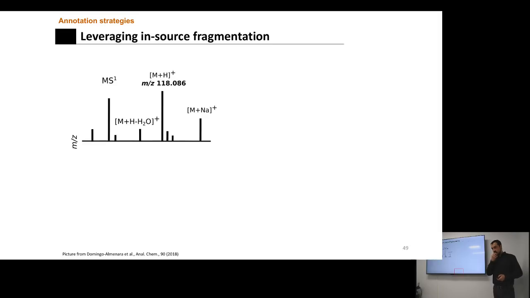So another strategy is leveraging in-source fragmentation. We're thinking how to annotate those in-source fragments. As I said before, we cannot annotate in-source fragments with typical annotation rules because they're unique to each metabolite, right? And we were thinking how to do that.